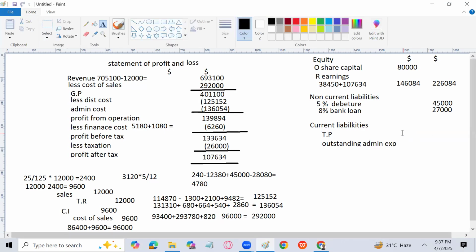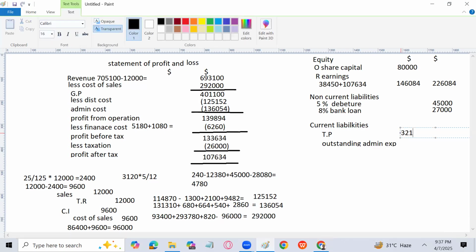So I will write here 32160. Then outstanding admin expenses are going to be 680. Sir, how come? Because you have added them over here, 680. They are outstanding, so it will be a current liability also. Then you have to write bank overdraft. No, because your bank overdraft has completely changed into a positive balance. That is 4780. That's why we have calculated that.